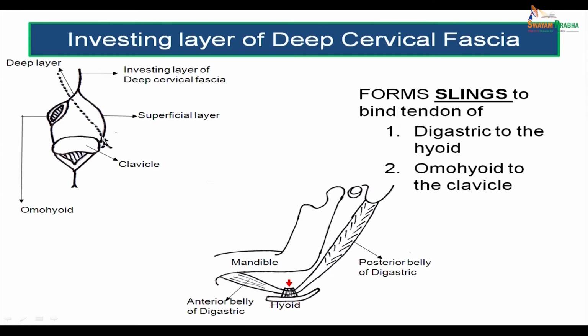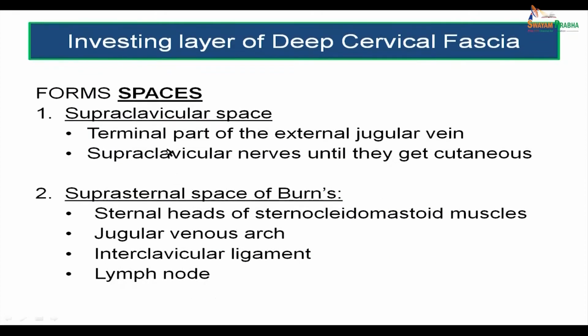Now, when the fascia descends to attach to the clavicle, again it splits into two layers, a superficial layer and a deep layer. The deeper layer slings the omohyoid muscle. It forms spaces. The first space is called the supraclavicular space and the second space is called the suprasternal space of Burns.